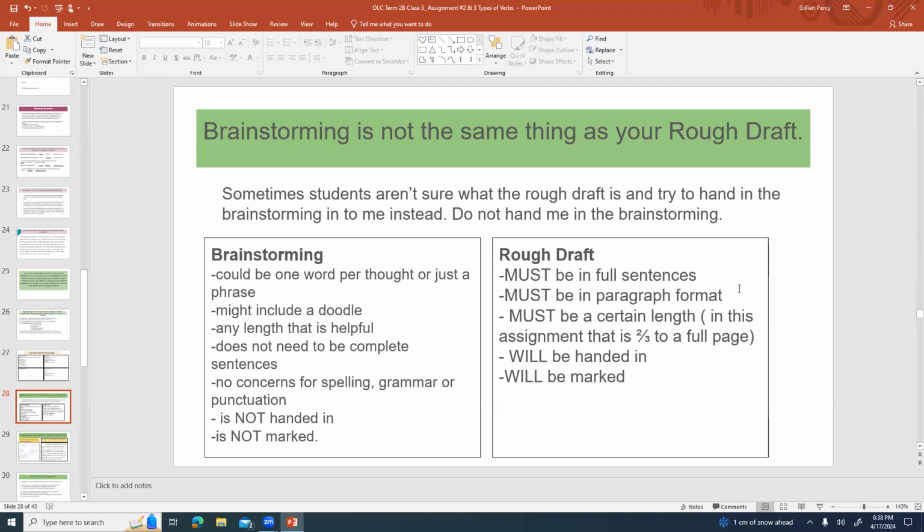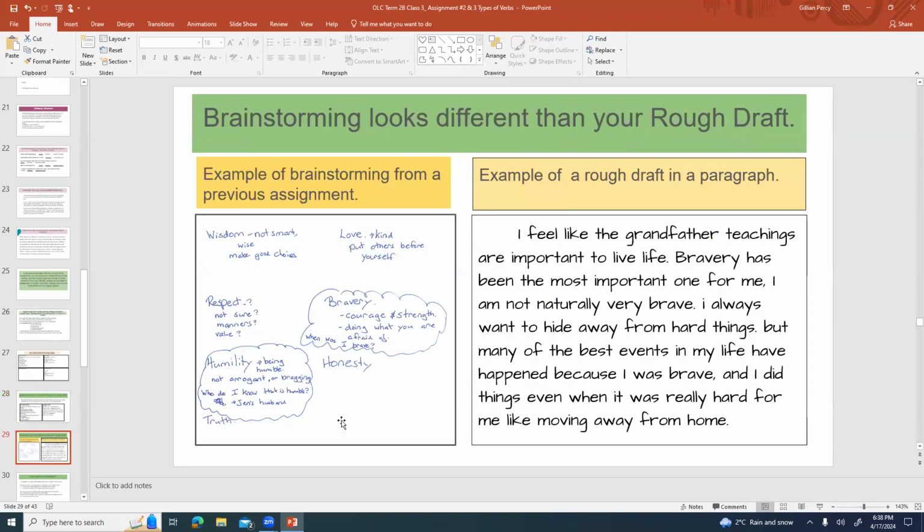It must be in paragraph format. It must be a certain length. In this case, 2/3 to a full page, which is a lot of writing. It will be handed in and it will be marked. It's worth 10 marks. Okay.